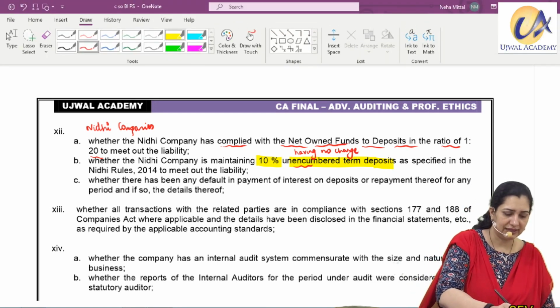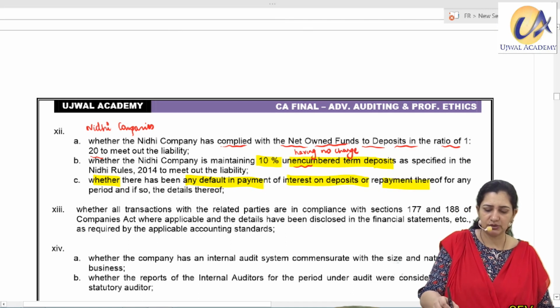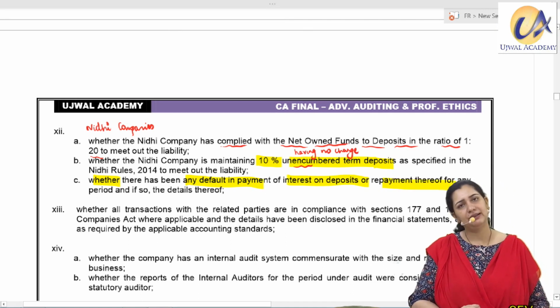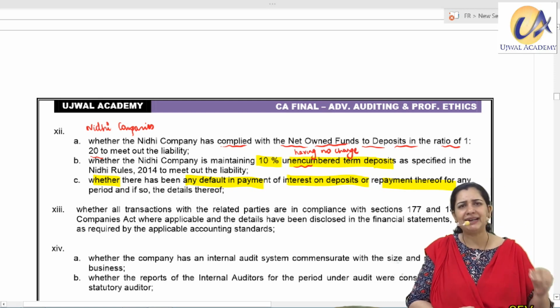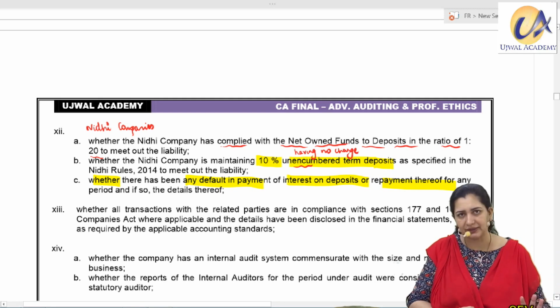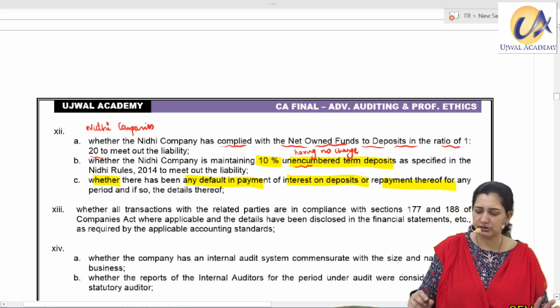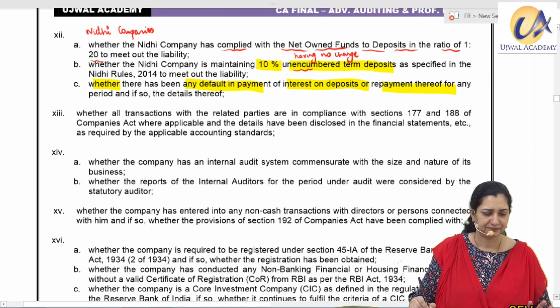Also, whether they have defaulted in payment of interest, deposits, repayment, etc. If so, give the details. And this only applies to Nidhi companies. It's a very technical point. Hardly once in a while you'll get to do a Nidhi company audit and this reporting will come. Otherwise this point is not applicable for almost all the big companies.